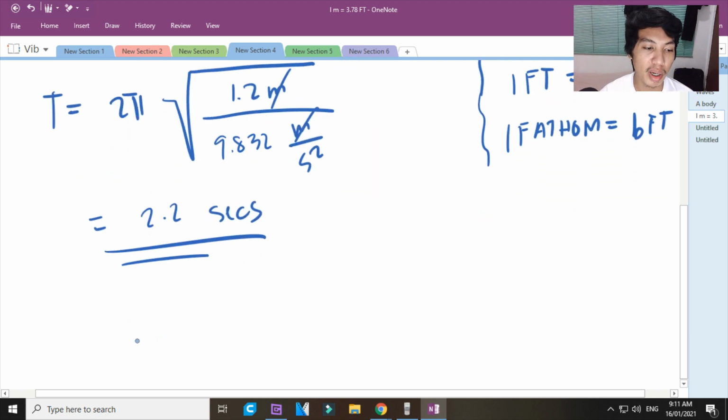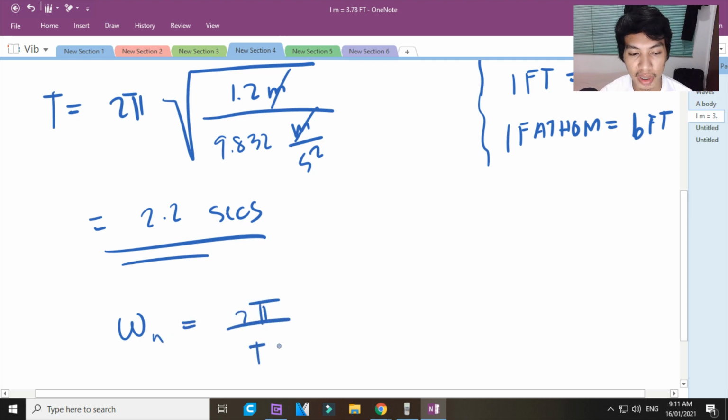Sir, paano naman yung natural frequency? Natural frequency is 2 pi over T. O di, 2 pi over 2.2 seconds. Cycles to, radians per second ang lalabas. 2 pi rad over yung 2.2 seconds.